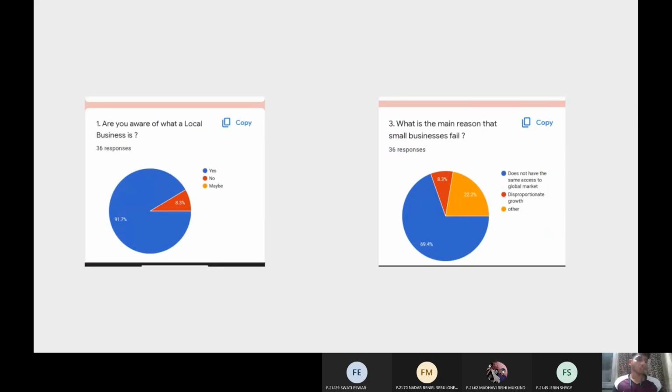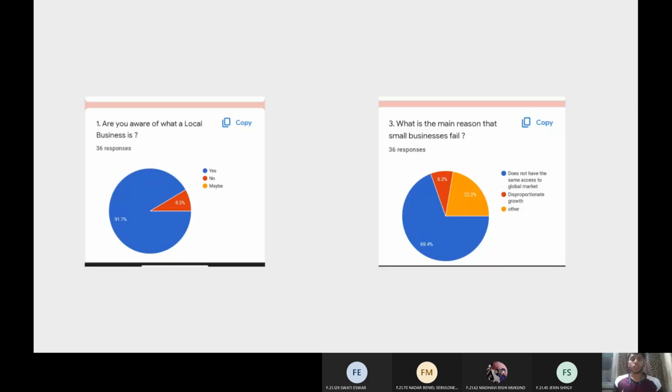So the first question we asked was, "Are you aware of what a local business is?" Where 91.7% of the respondents replied yes, and 8.3% replied no. Here we can see that the majority of the respondents were aware of what a local business is.